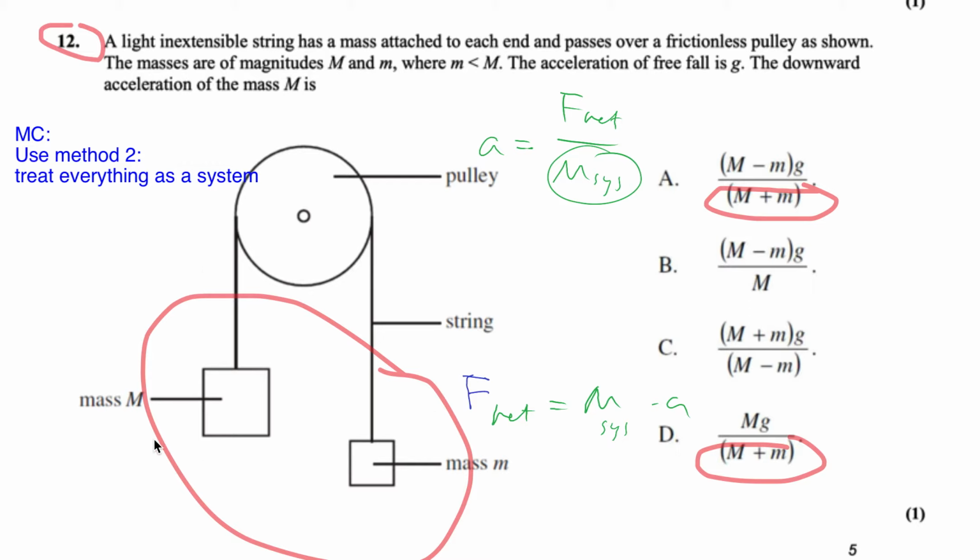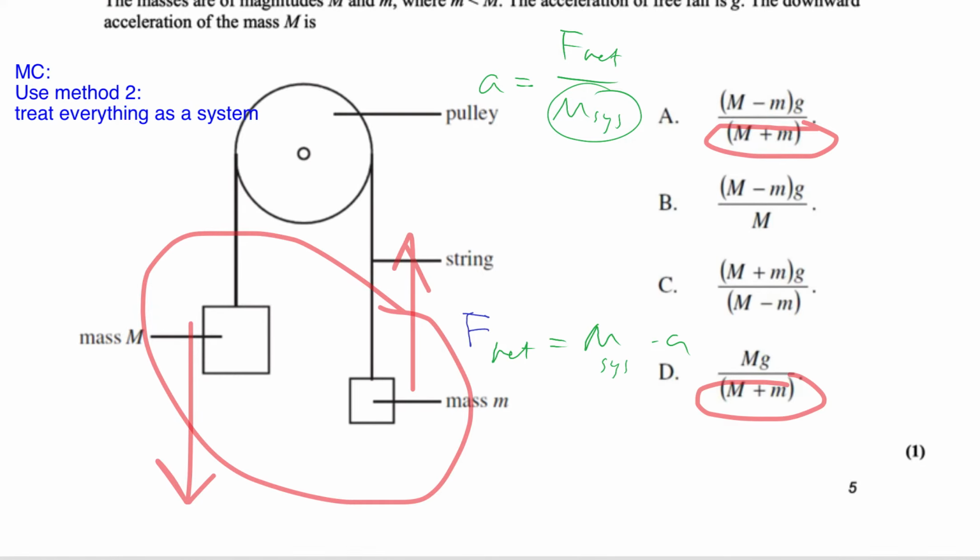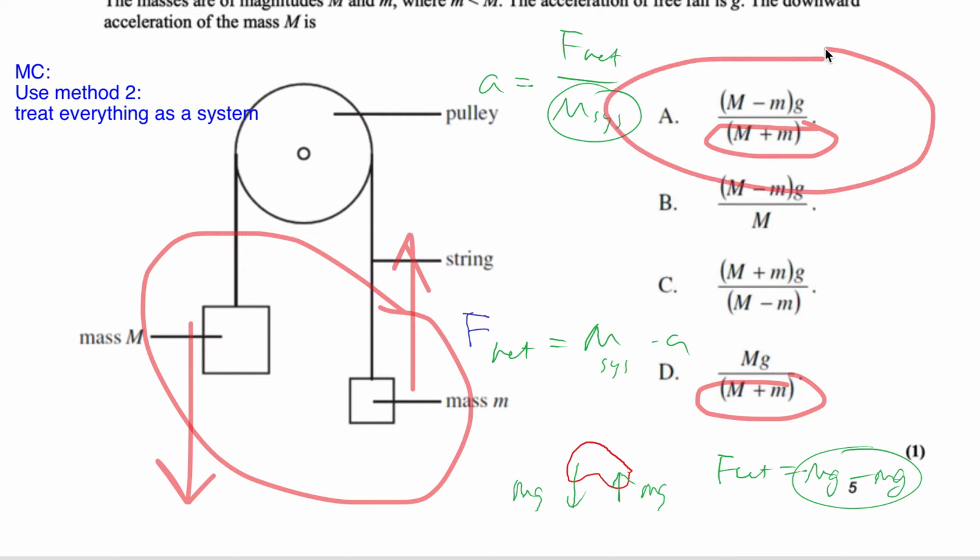And then think about the net force. Because the capital M is greater, it's accelerated this way, and this mass here is accelerated in this direction. So if we treat these two boxes as a big system, I'll just draw it down here. These two boxes are a system. There is a force in this direction, and there is also a force in this direction. This big Mg is greater, and that small mg is a lot less than this big Mg. So the net force will just be the bigger force minus the smaller force. F net equals capital Mg minus lowercase mg. This is your numerator. And in the end, we'll just choose A here.